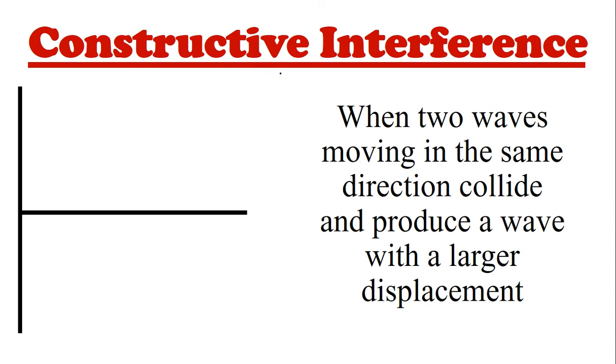So constructive interference is when two waves move in the same direction and they collide and they produce a wave with a larger displacement. So first I'm going to use this blue color, and this is going to represent wave 1. So we have this first wave, it's coming in, it just kind of looks like this, and it's going in that direction.